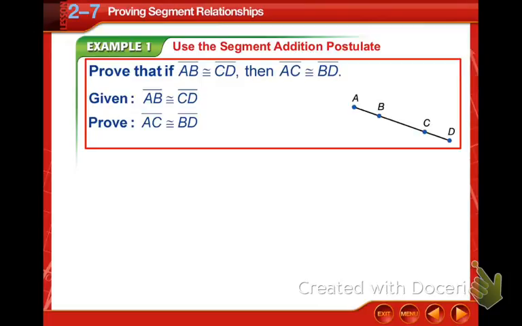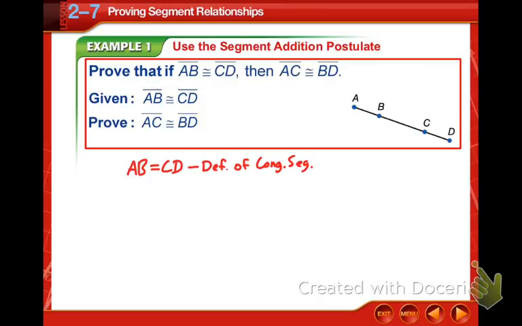And so our first thing is that we're given AB is congruent to CD, or segment AB is congruent to segment CD. That means that AB is equal in length to CD. So this is just using the definition of congruent segments. I'm going to abbreviate some things here.